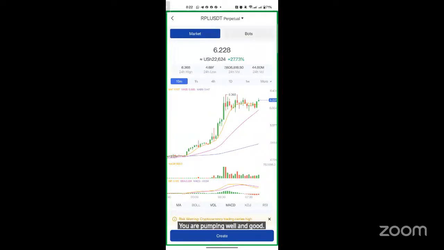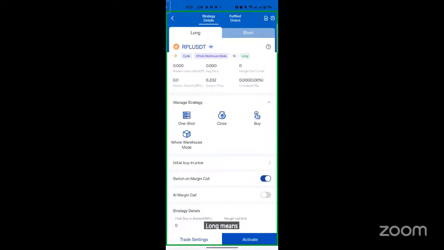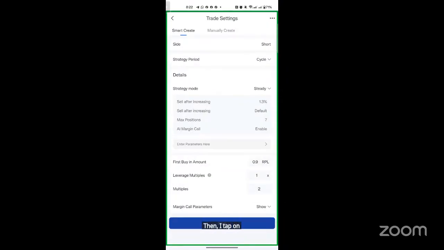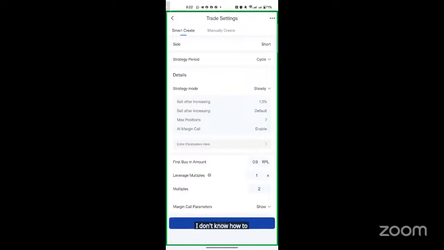In 15 minutes, I tap on create. Long means it will go up. Short means it will come down. Then I tap on trade setting. If I don't know what to do, has Royal Q put up settings for me? Yes. I don't know how to set these things, but I know my MACD. So Royal Q has created settings for me.